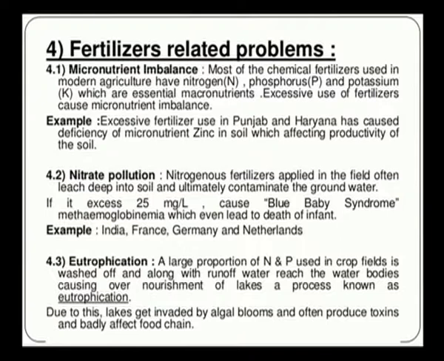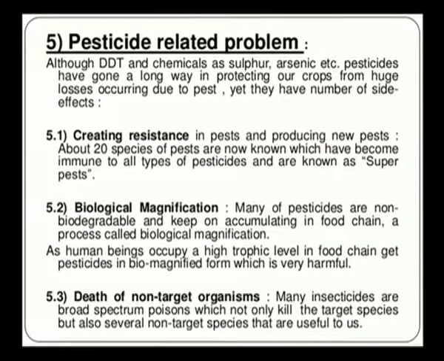Moving on to pesticide related problems. Although DDT and chemicals such as sulfur, arsenic, etc., pesticides have gone a long way in protecting our crops from huge losses due to pests, yet they do have a lot of side effects. Number one, they end up creating resistance in pests, producing new pests. About 20 species of pests are now known which have become immune to all types of pesticides, and these are referred to as super pests.